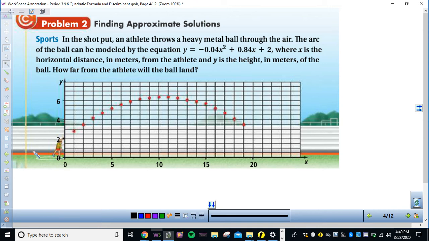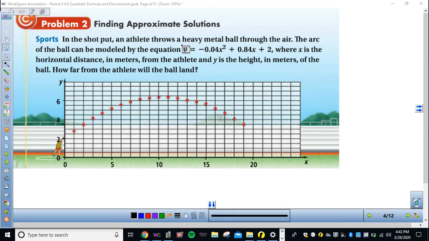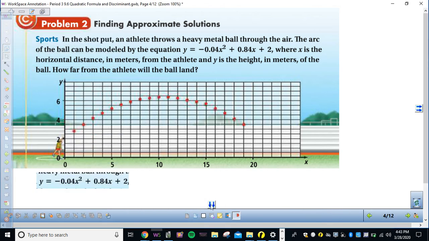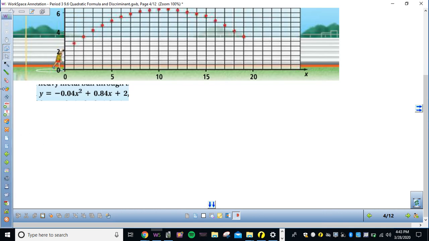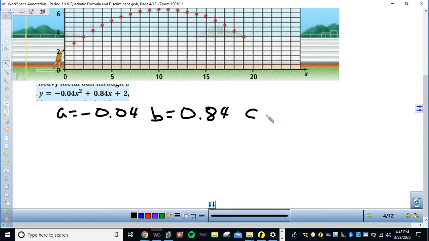I'm just going to go ahead and grab this equation so I can write it down below and plug into the quadratic. So here's our equation. Let's give some space down here. And we're going to identify a, b, and c. So a equals negative 0.04. b equals 0.84. And c equals 2.